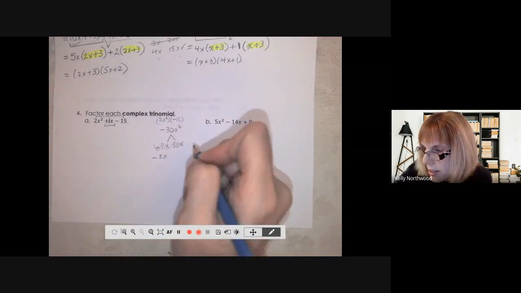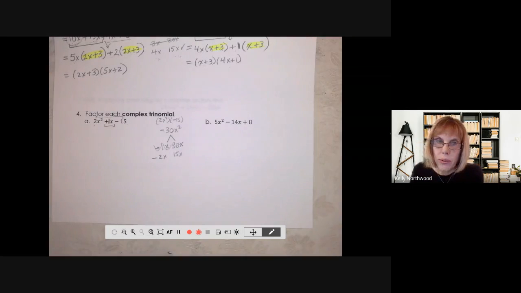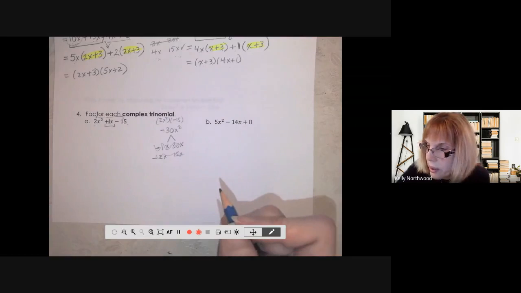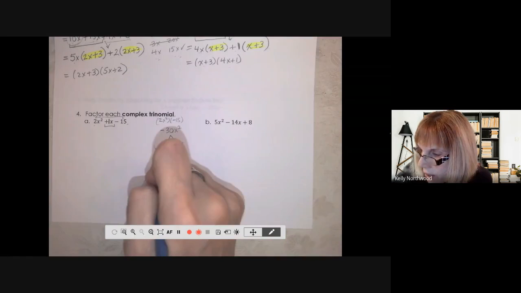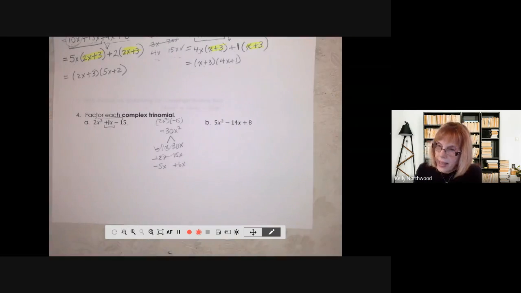Negative 2x and positive 15x adds up to 13x, so not them. 4 doesn't go in evenly. Negative 5x and positive 6x does add up to positive 1x. So that's your combo.